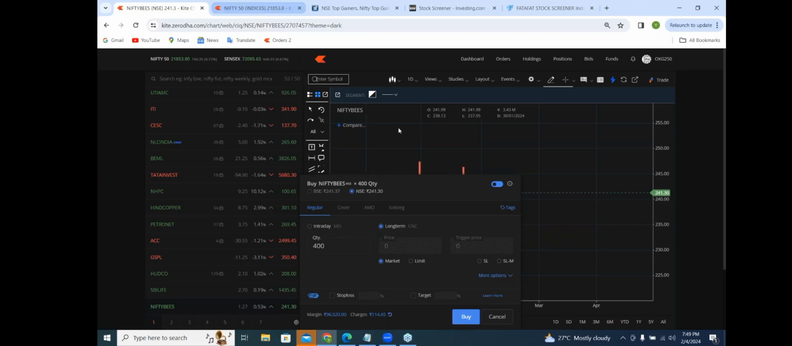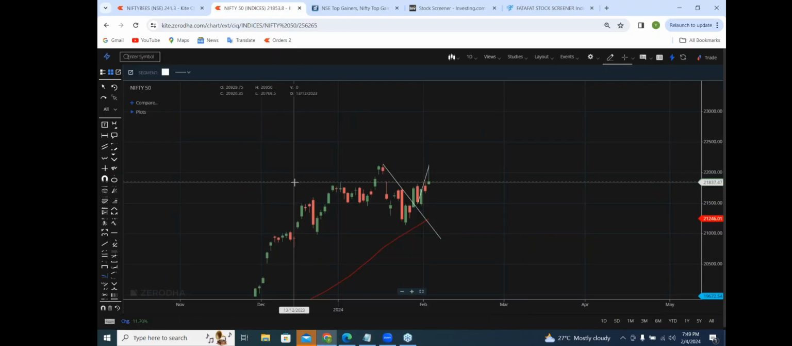400 into 6.5. What is the profit? 2,600. So don't you think that's 2.6% return on the capital in 3 days? That too without touching futures or options. Is that clear? Yes, 2.6K profit.